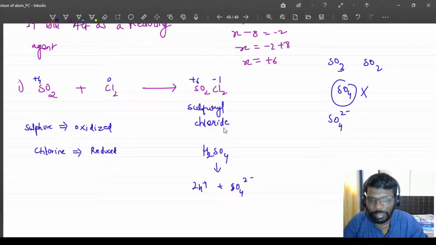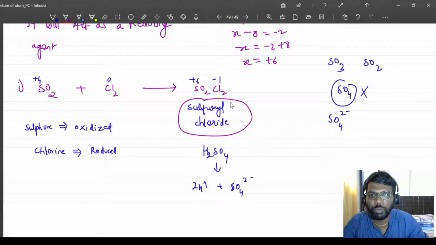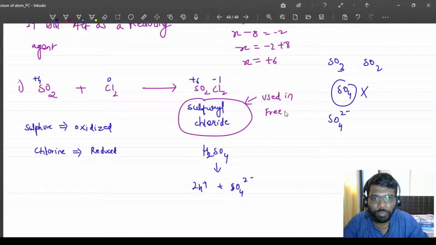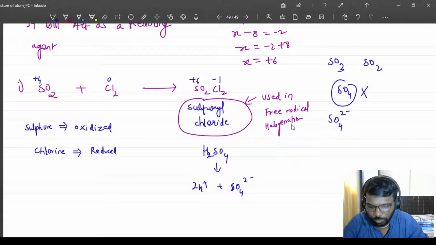Sulfuryl chloride, one more important thing about sulfuryl chloride is that it is used in free radical halogenation.